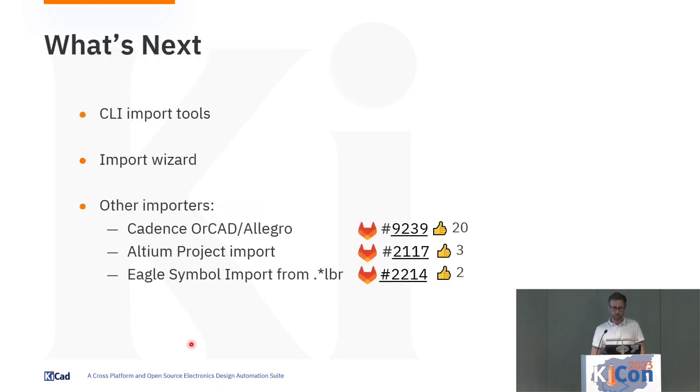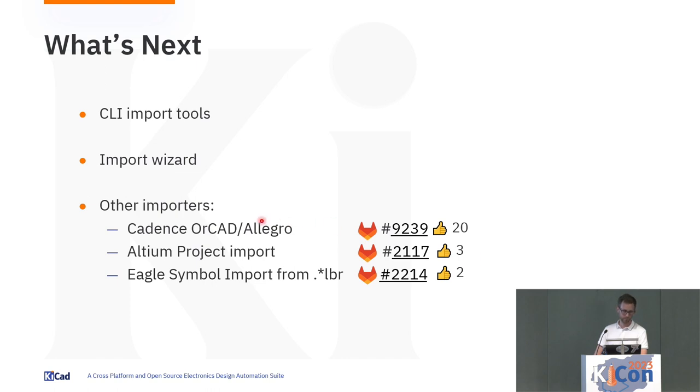And in terms of what's next, I'm looking to write some CLI import tools, so kind of a KiCad CLI PCB import, and you could import it all through a script. I've been working slowly on the import wizard. It's taken some time because there's a lot of internal KiCad architecture that needs to be worked out. But maybe version 9, we'll see. And then I thought I'd select a few different issues from the GitLab bug tracker that maybe you guys are interested in.